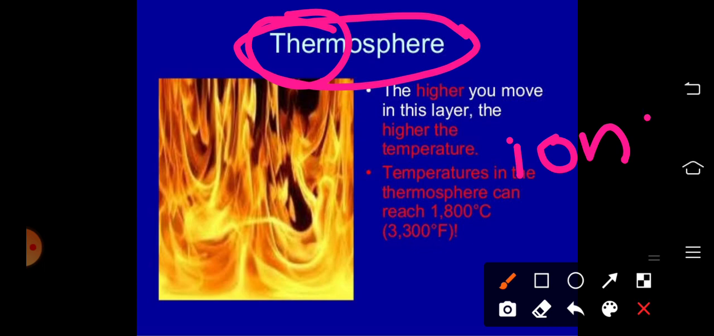So ions are very important for the transmission of radio waves. In fact, radio waves transmitted from the earth are reflected back to the earth by this layer due to the presence of ions. These are the important things related to the thermosphere. It is the hottest layer. Then, yes, the presence of ions, or the ionosphere. The ionosphere is part of this layer, because it helps in the transmission of radio waves.